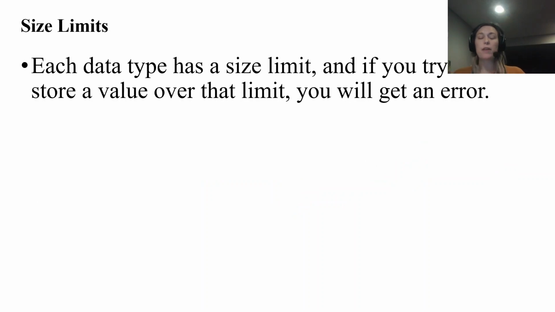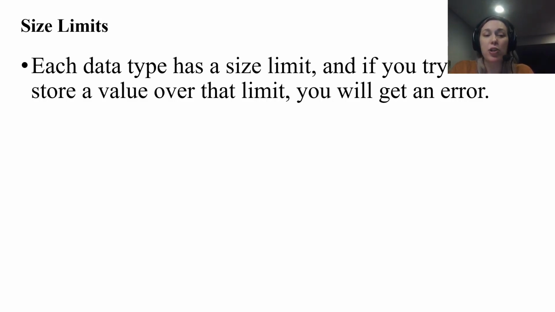One of the last things we're going to talk about here with variables are size limits. Each data type has a size limit, and if you try to store a value over that limit, you're going to get an error. So for example, byte. We talked about how byte was the small integer container and how it can only store values -128 to 127. If you tried to store the value 200 into a byte, you are going to get an error.